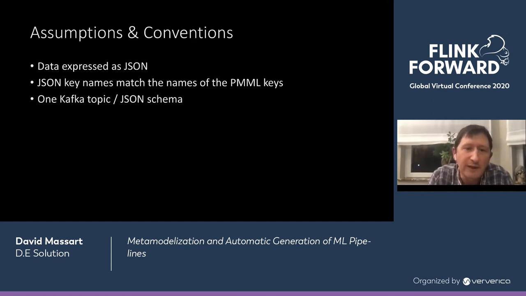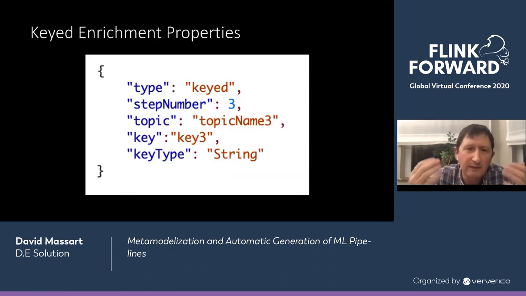And we use one Kafka topic per JSON schema. So every source, every schema has one Kafka topic. And based on that, if you look at the example of the key enrichment, you see there are just these five properties. Well, the first one is just the fact that it's a keyed enrichment. There are multiple enrichment steps, and so we have the number of the step.